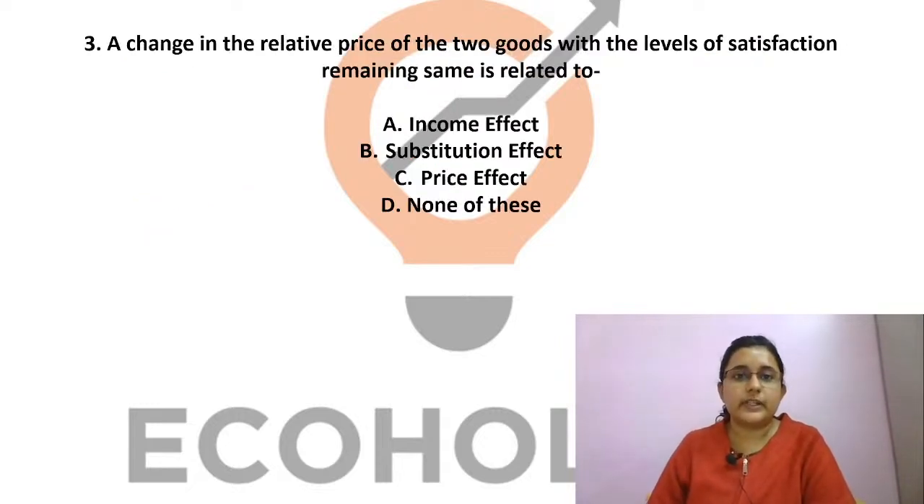A change in the relative price of two goods with the level of satisfaction remaining the same is related to: option A, income effect; option B, substitution effect; option C, price effect; option D, none of these. What will be the right answer? A change in the relative price of the two goods with the level of satisfaction remaining the same is related to what? Tell me, what should be the right answer?